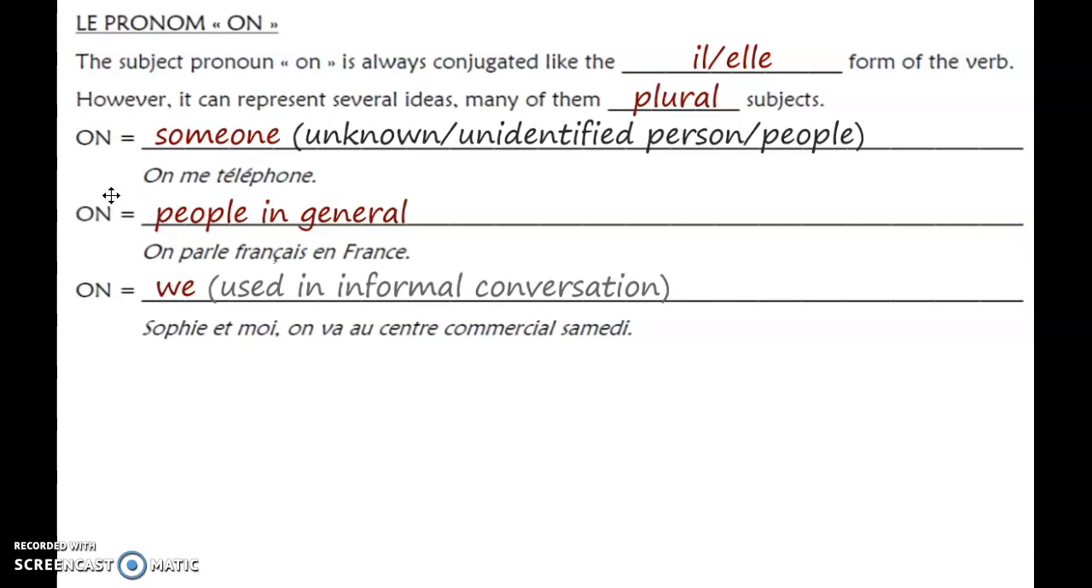This is probably the second most common, that meaning for people in general. And then another usage that you'll sometimes see is on meaning someone, an unidentified or unknown person. So I will always translate on into English as one, but understand that that idea of one can actually mean three different things.